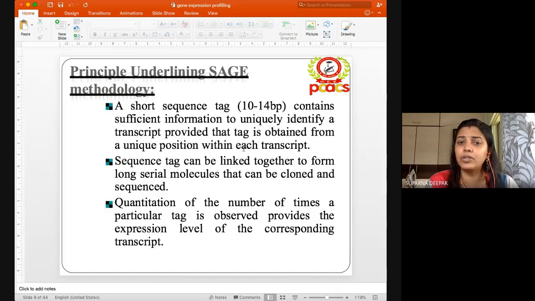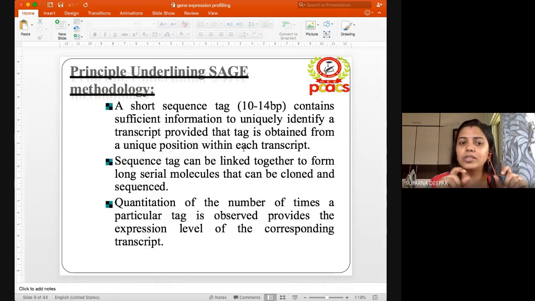Concatamers, what are they? When you have many sequences joined one after the other. We have seen the rolling circle, where viruses replicate. If you have a circular gene of 100 base pairs, what will happen? It will keep going around in 100s, and a long gene will be formed, right? So that is called your concatamer.